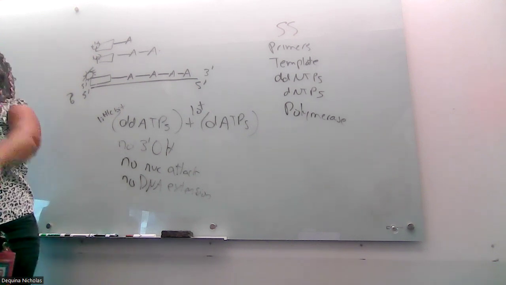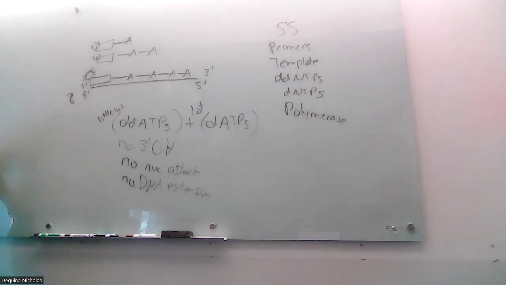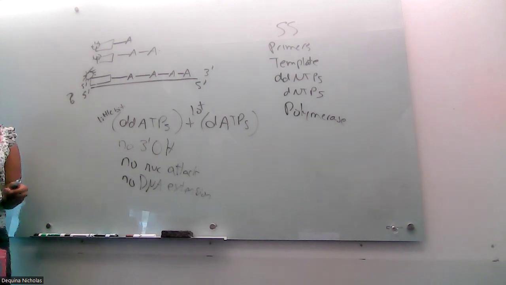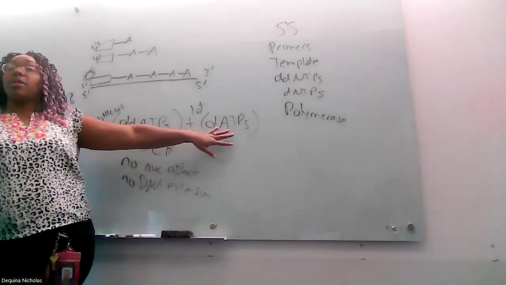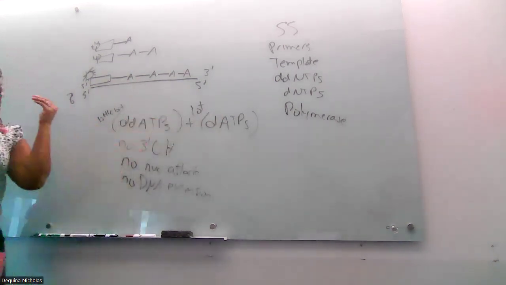Okay, question here. When it's adding the A's, the C's, the G's, the T's, is it only adding ddNTPs, or does it randomly add them and stop? It randomly adds it, and that's what stops it. For the most part, you're adding the dNTPs, the regular ones. And every now and then you get something that makes it stop.